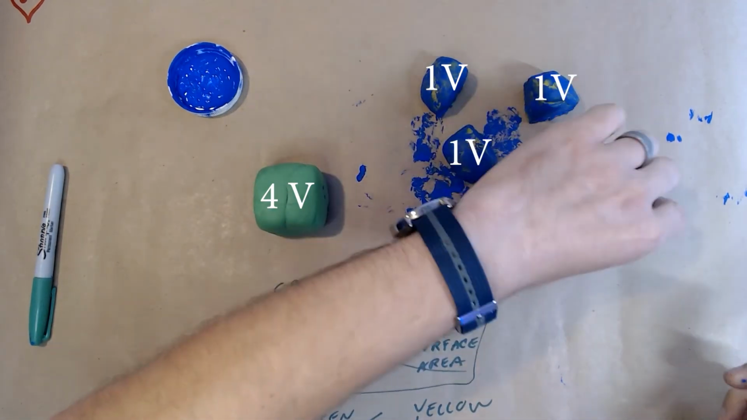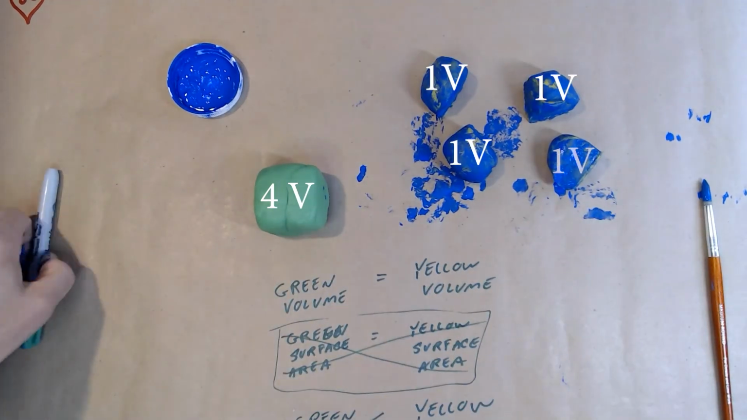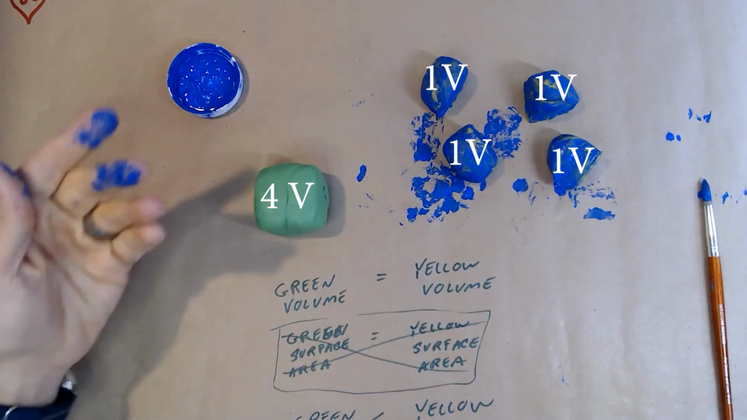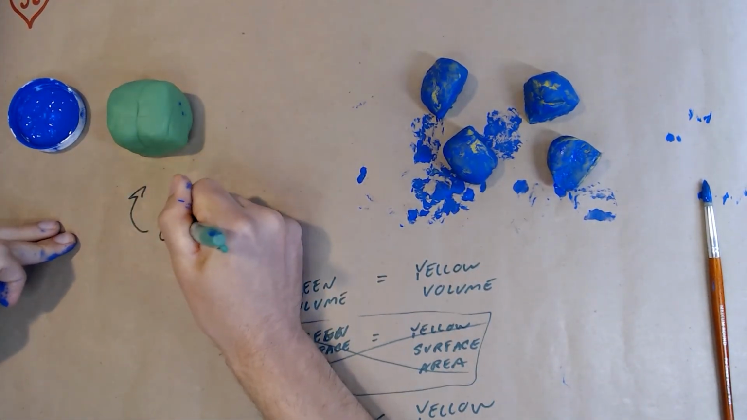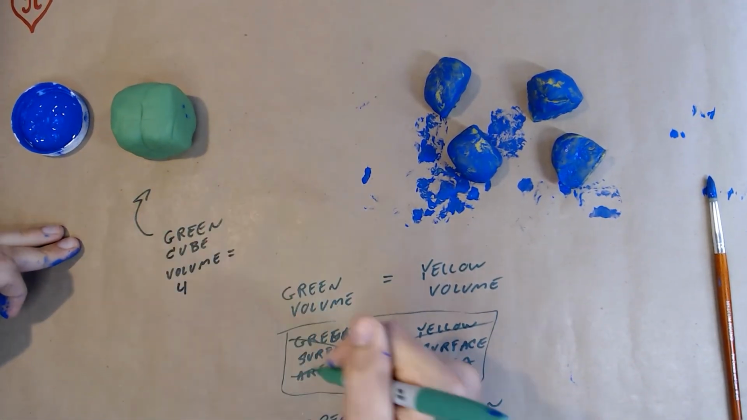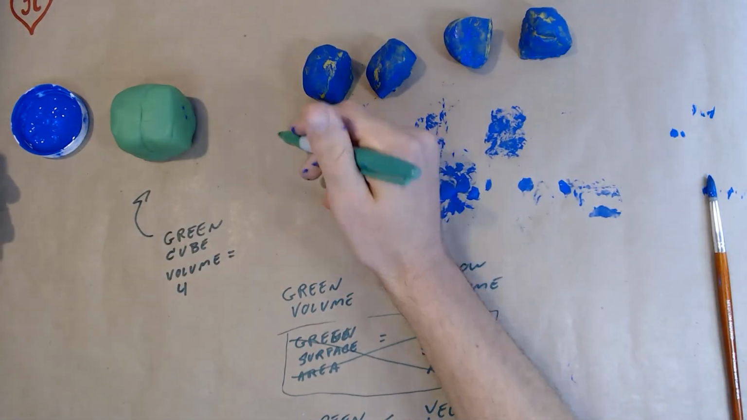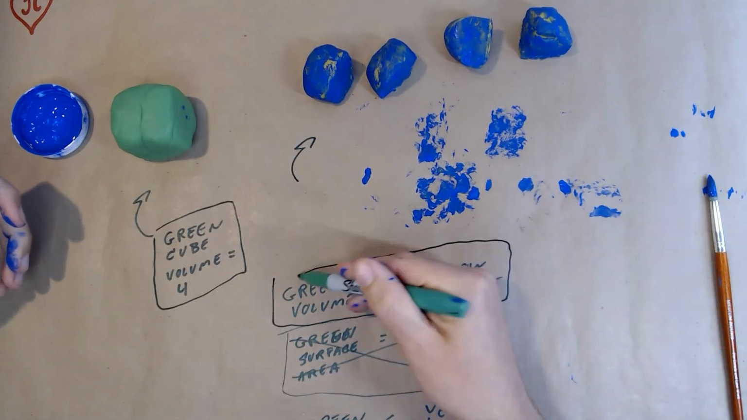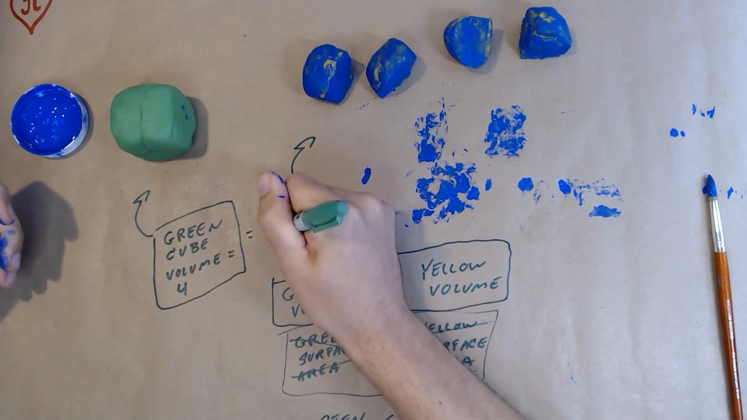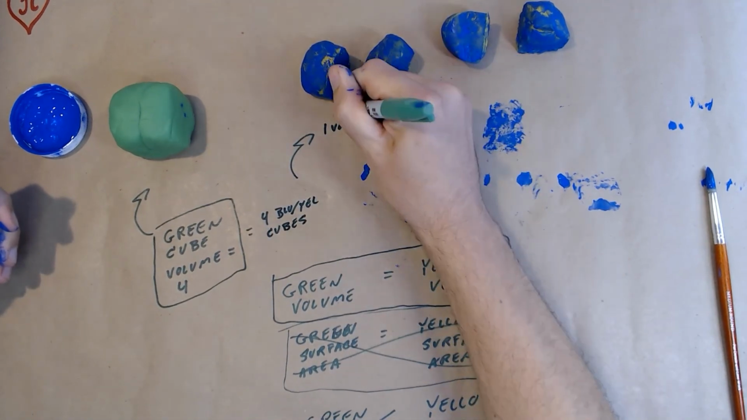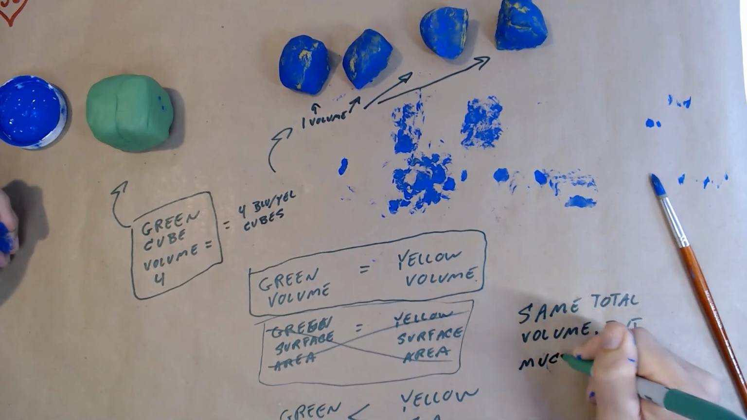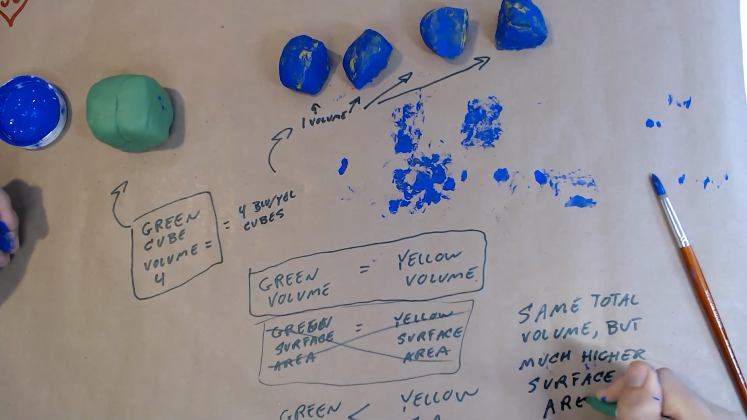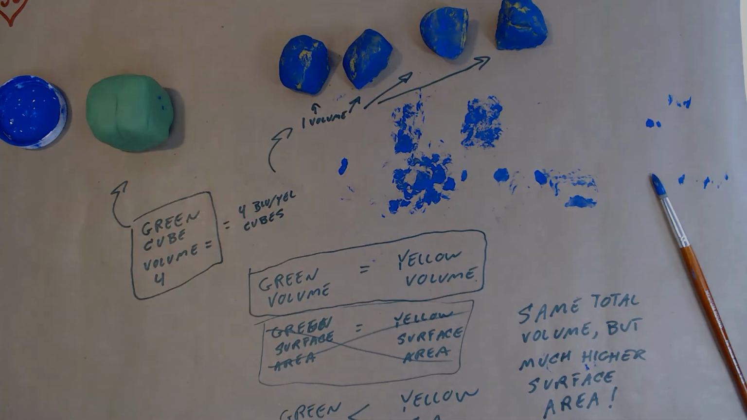So even though they have a smaller volume individually, added up together, they have the same volume as the original green cube there, but overall, a much higher surface area. So this is what I mean when I say that cells have to be small in order to maximize their surface area to volume ratio. You have a much higher amount of surface area relative to the same amount of volume if you have lots and lots and lots of tiny cells as opposed to one big giant cell.